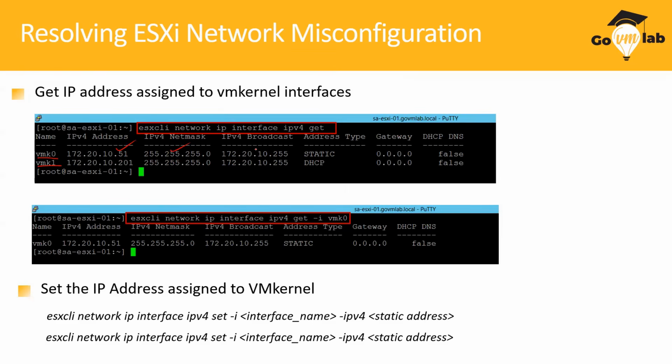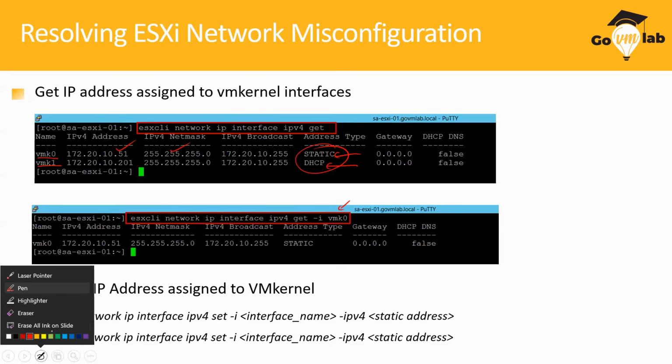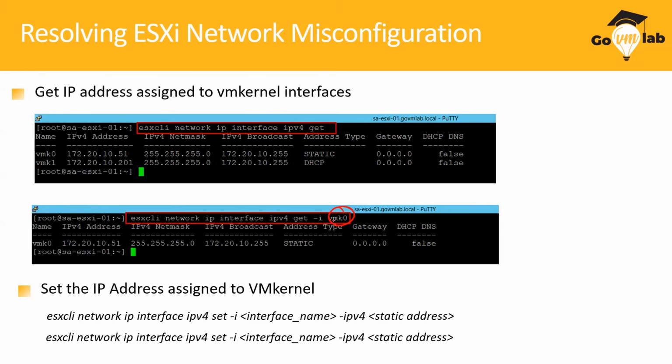This is the IP address. This is the subnet mask. This is the addressing, whether it's a static IP or DHCP IP. And it is also giving you the VMK0. Or if you want to get the IP of a specific VMK0, then you can give this parameter, -i vmk0, so it will only list out the VMK0 IP.